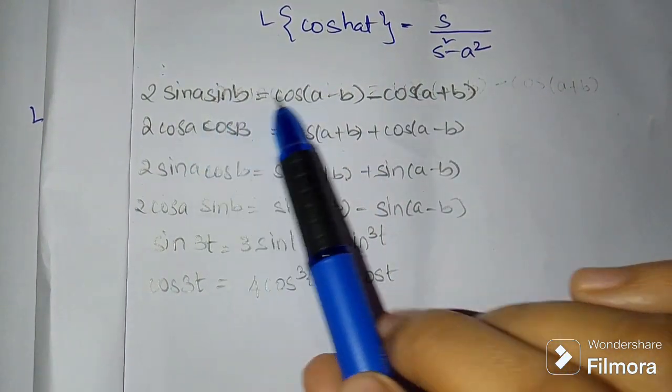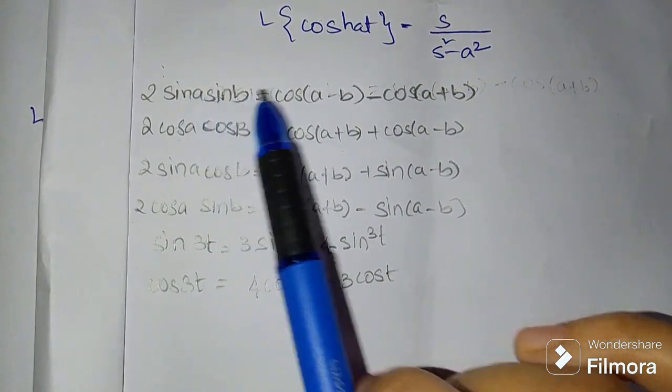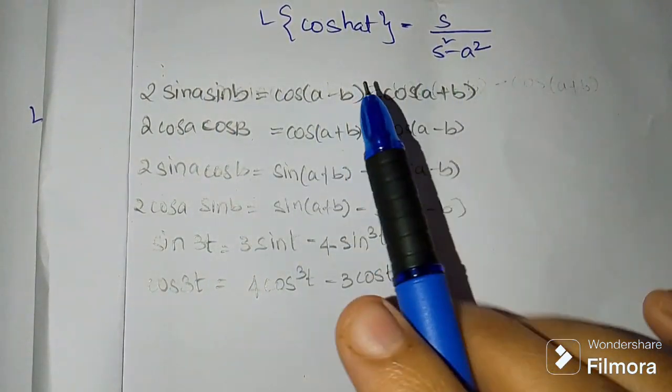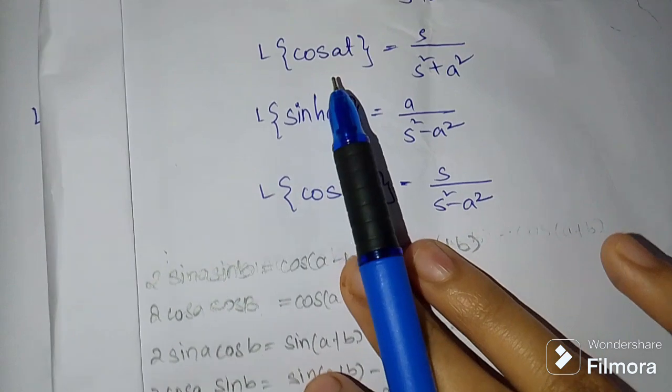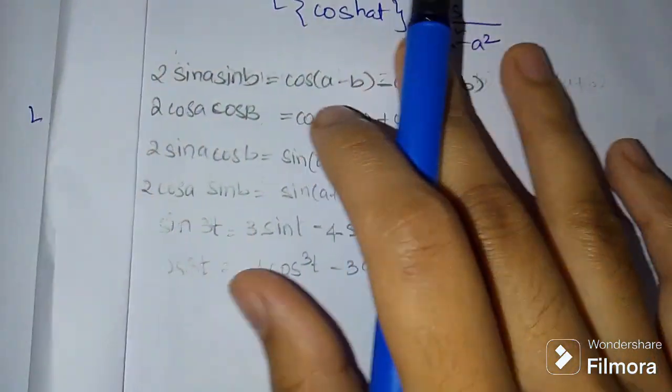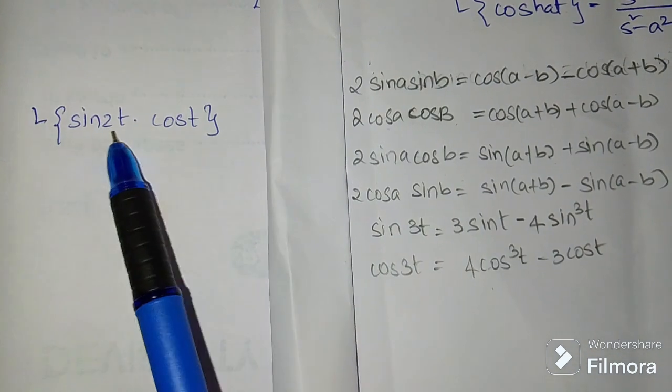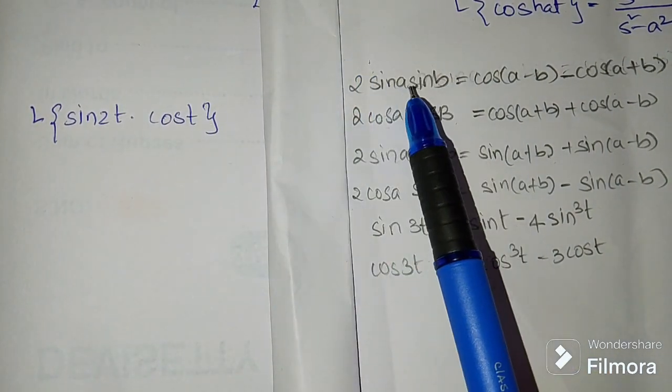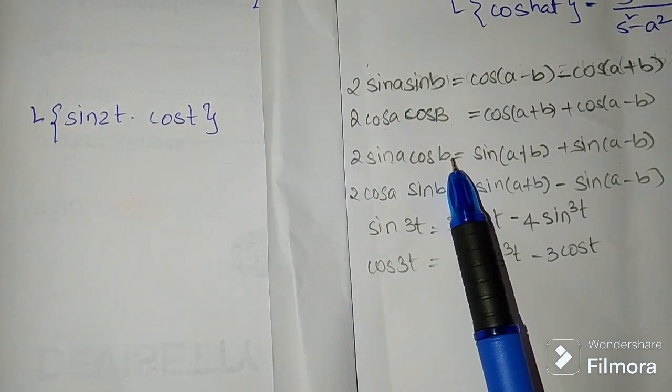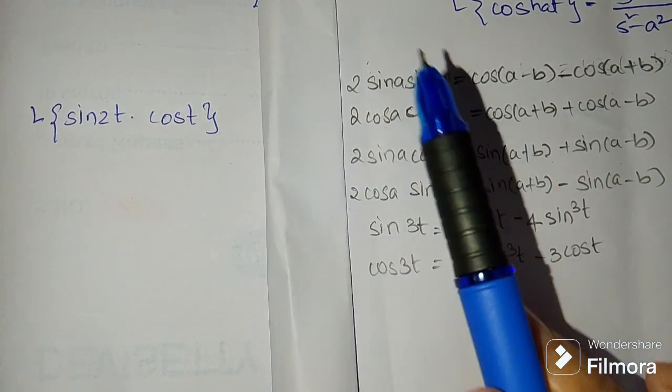Why do we use these formulas? To convert products into minus or plus. Then we can easily proceed with our formulas. So we are using these formulas now. Which formula should we use for this? Sine 2t into cos t, which is sine a cos b. So I will write 2 this side, 1 by 2.